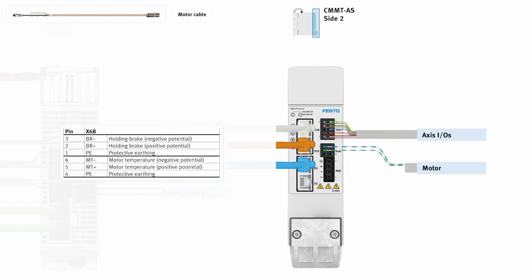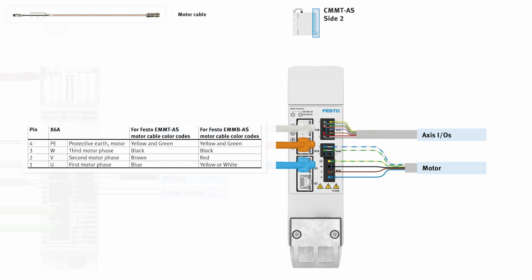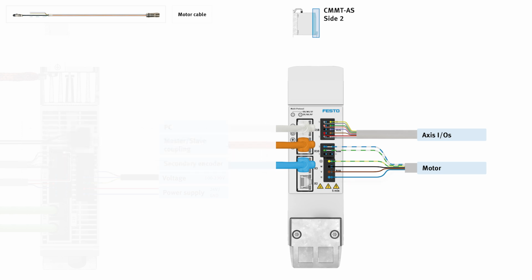Motor brake to CMMT-AS X6B port via motor cable. Motor power to CMMT-AS X6A port via motor cable. Motor encoder to CMMT-AS X2 port via motor cable.